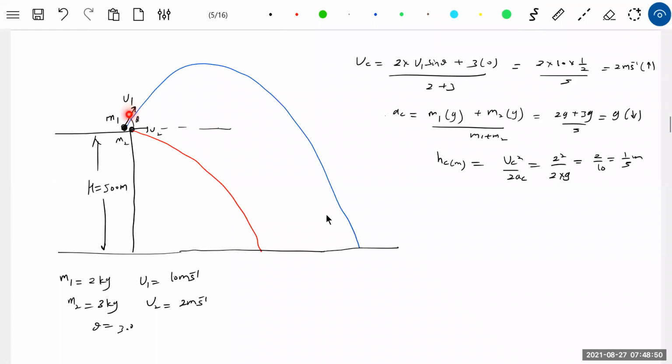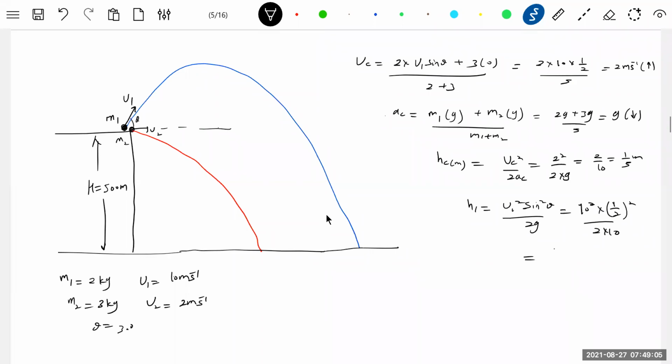Calculate this maximum height ascended by h1. What is h1? h1 should be equal to u1 square sine square theta by 2g. u1 is how much? 10 square, 1 by 2 whole square, 2 into 10. 2.5 meter, 1.25. The maximum height, this is what? 1.25. What about the center of mass? Center of mass will be less than 1 by 5, 0.2 meter only.